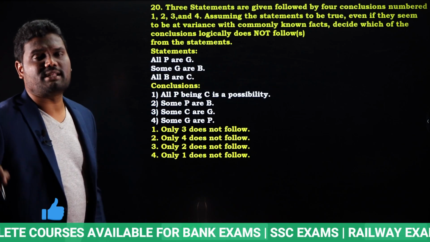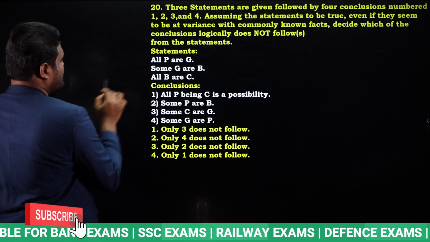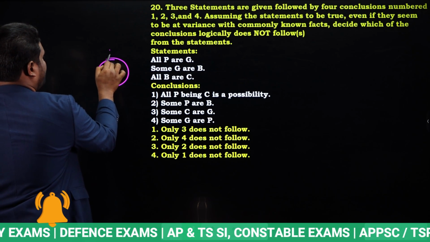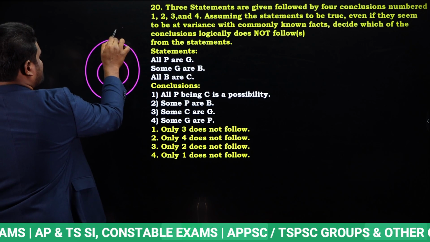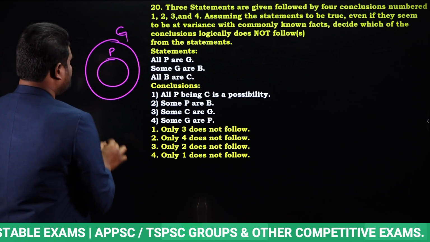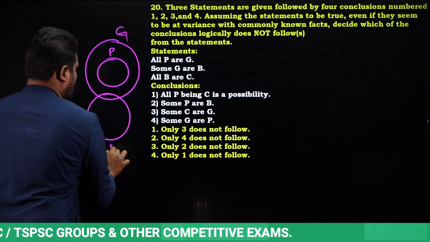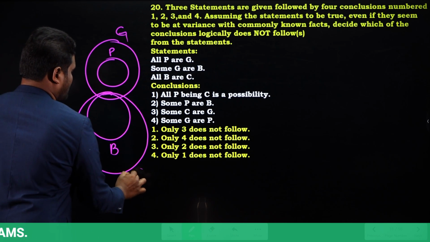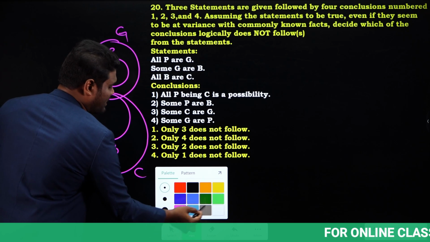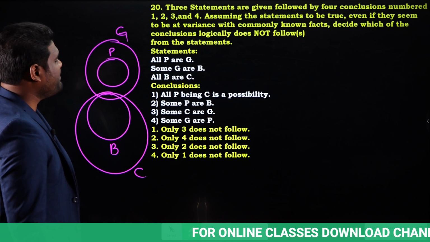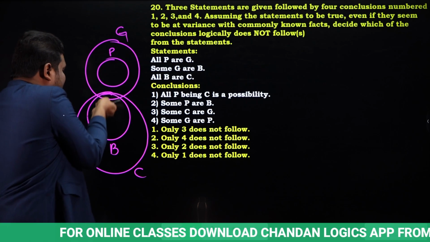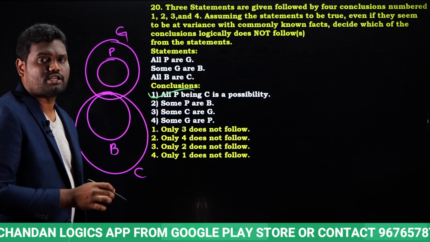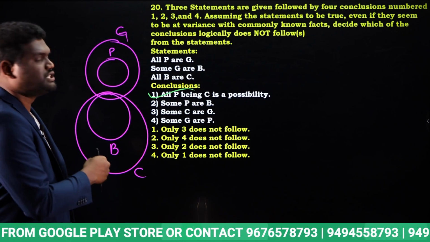So, this question is based upon syllogism. Look at this. All P are G. Next, some G are B. Next, all B are C. Now, let us look at the conclusions. All P being C is a possibility. Yes, all P being C is a possibility. It's the right answer. Yes, all P can be C.